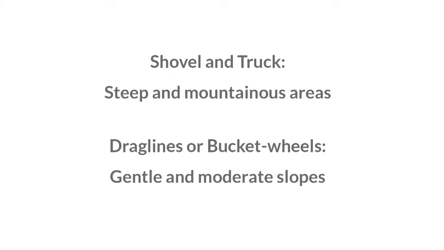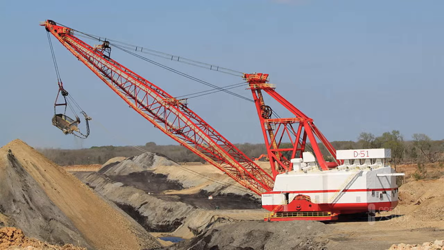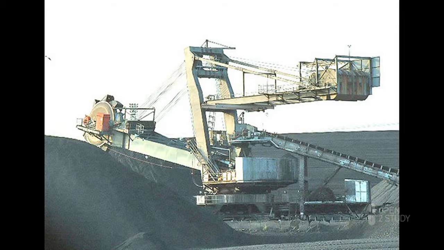The depth of the overburden to be excavated before reaching the deposit, its abrasiveness, its hardness, and its interface with the ore are some of the main characteristics that should be taken into account for the best choice of the most appropriate equipment. In addition, the distance to the disposal site and the topography of the area should be considered. For example, shovel and truck are more suitable for steep and mountainous areas, whereas draglines or bucket wheel excavators, as we can see in these images, are more suitable for gentle or moderate slopes.